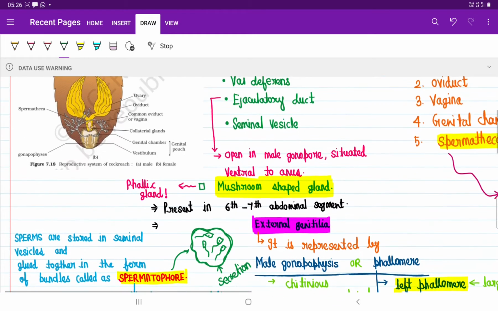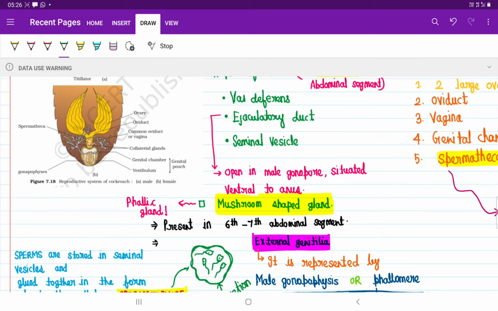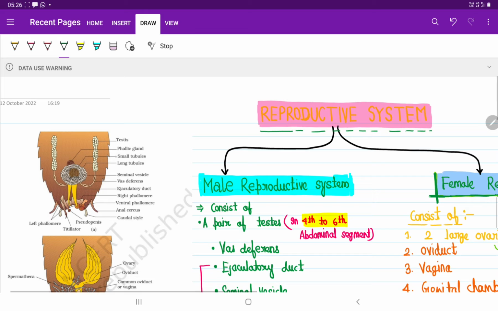And then they have the next structure that is called the ejaculatory duct. This ejaculatory duct is a tubular structure, and it opens into the male gonopore, which is situated ventral to the anus. Yes, this point is taken from the NCERT book, right? And then they have the phallic gland. This phallic gland is also called the conglobate gland, a large multi-lobed leaf-like structure, right? And it's present below the ejaculatory duct.